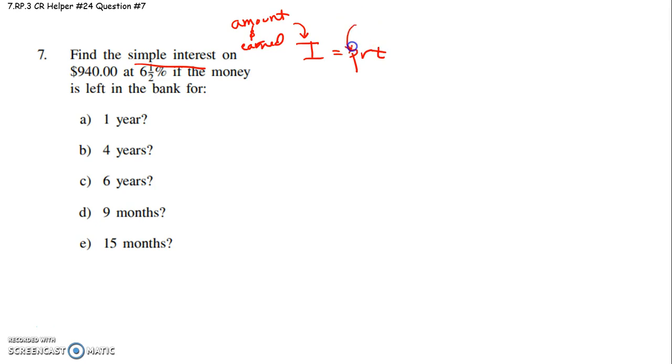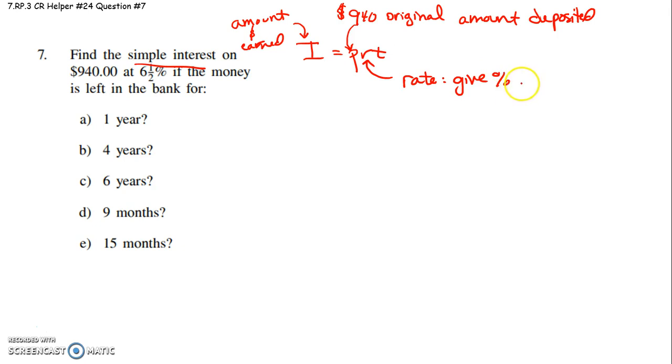They give you the principal of $940. That's the original amount invested, or deposited. R is your rate. Your rate will be given as a percent. It's the annual interest rate. You have to write it as a decimal or a fraction to use it in the actual equation, and T is your time in years.